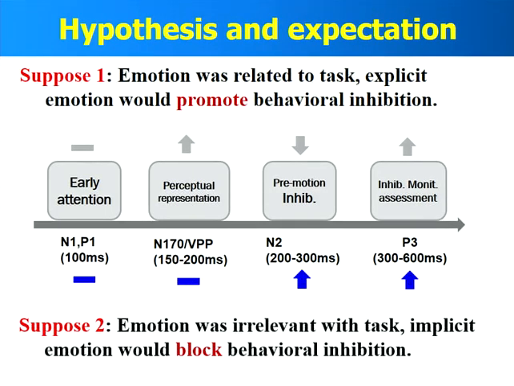There are two hypotheses and expectations. Suppose one, emotion is related to the task. Explicit emotion would promote behavior inhibition. Suppose two, emotion is irrelevant to the task. Implicit emotion would block behavior inhibition.